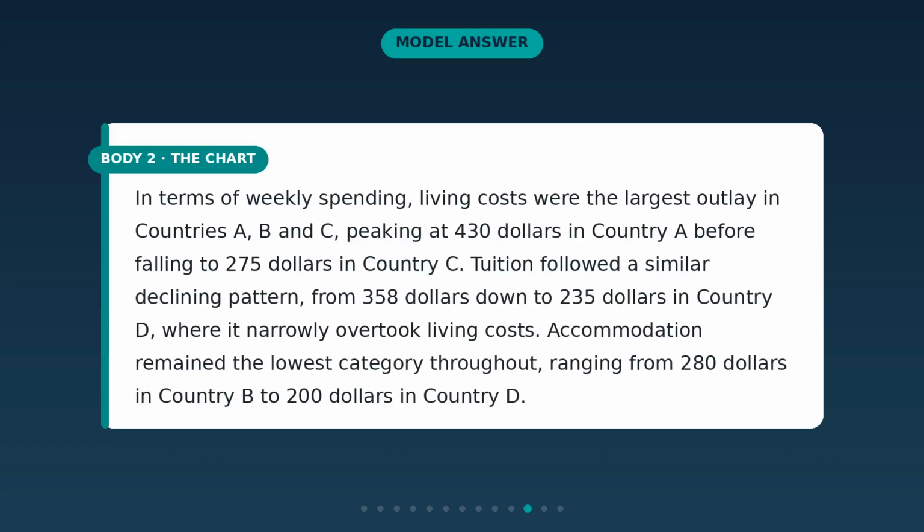Body 2, the chart. In terms of weekly spending, living costs were the largest outlay in countries A, B, and C, peaking at $430 in country A, before falling to $275 in country C. Tuition followed a similar declining pattern, from $358 down to $235 in country D, where it narrowly overtook living costs. Accommodation remained the lowest category throughout, ranging from $280 in country B to $200 in country D.